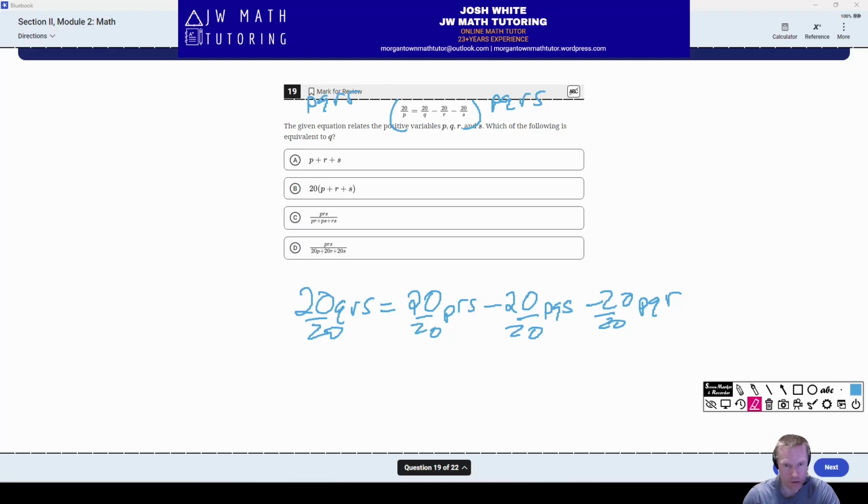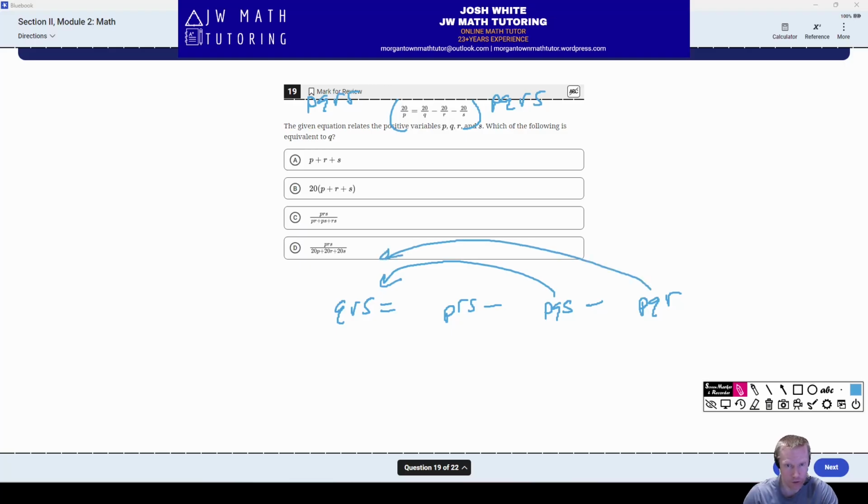Okay, so just so I don't have to bother rewriting this, I'm just going to erase all this. Okay, so now we're looking to solve for Q. So that means you need all the terms with the Q on the same side. So you're going to have to move this term over to the left, and you're going to have to move this term over to the left. And the way you're going to do that is you're going to add both of them.